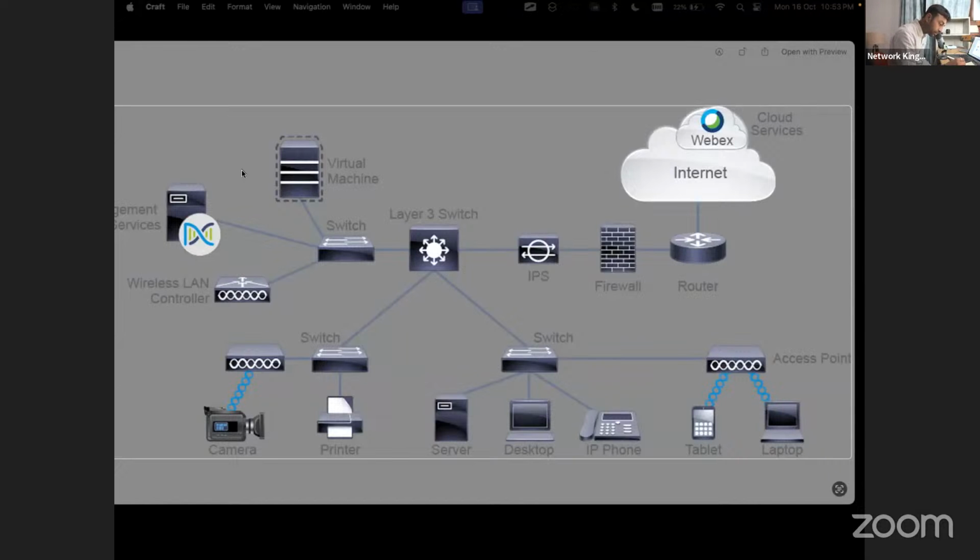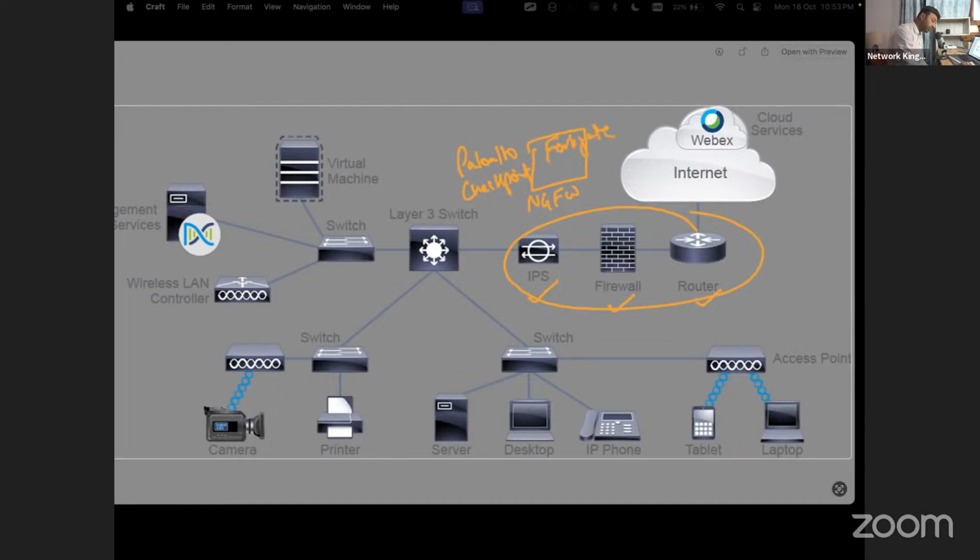Now if you see here, this router, IPS and firewall, so these all devices are replaced by one big device, which is called next generation firewall. वो IPS भी, it also does IPS, it also does firewall, it also does the functionality of router. So these NGFW are Palo Alto firewall, checkpoint, and FortiGate.